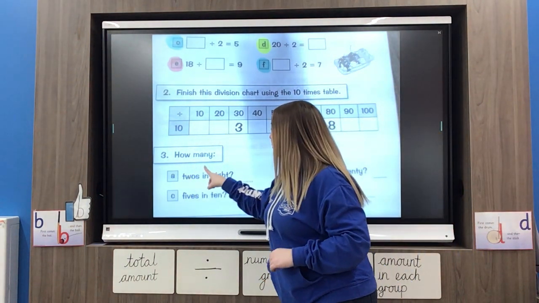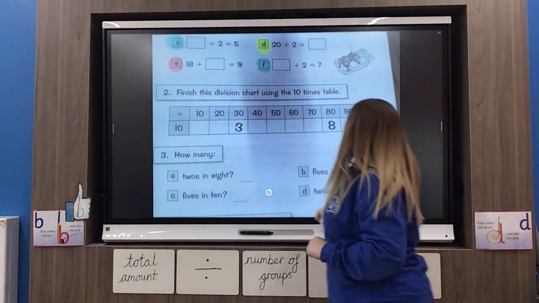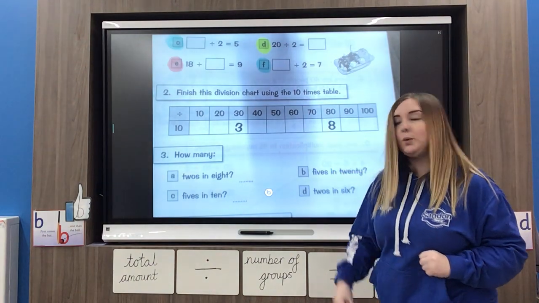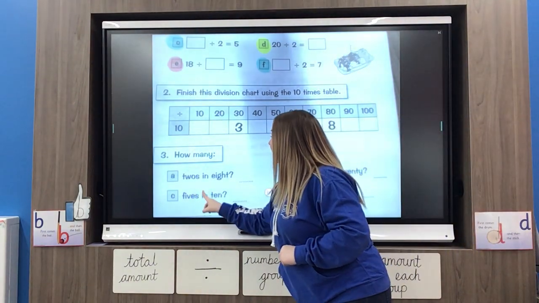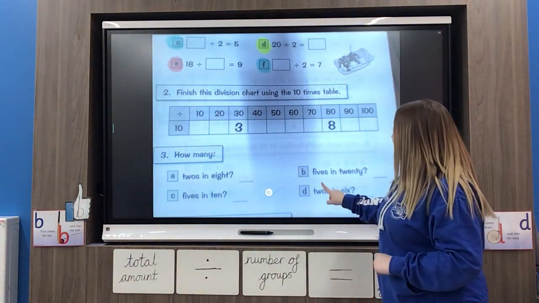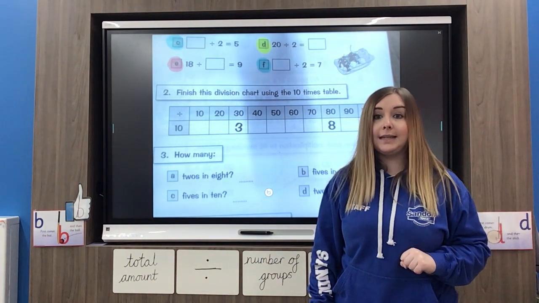Because it says how many 2s in 8? So you're going to count in 2s until you get to 8. How many 5s in 20? You're going to count in 5s until you get to 20. How many 5s in 10? You're going to count in 5s until you get to 10. And how many 2s in 6? You're going to count in 2s until you get to 6.